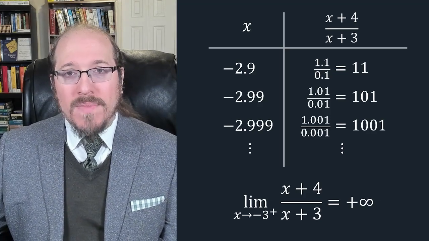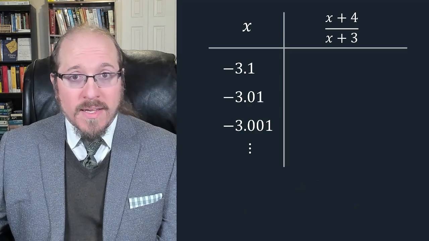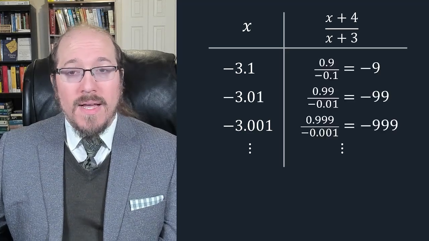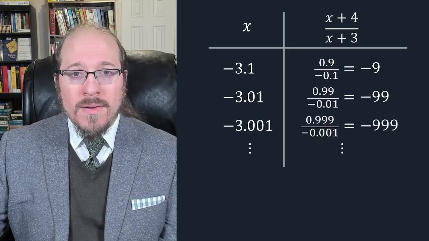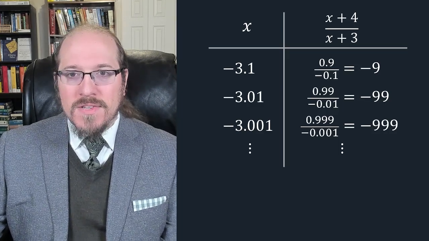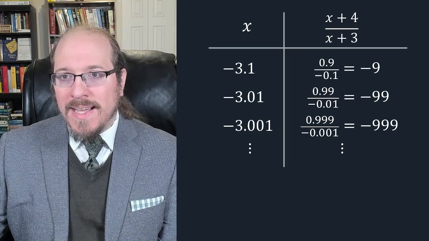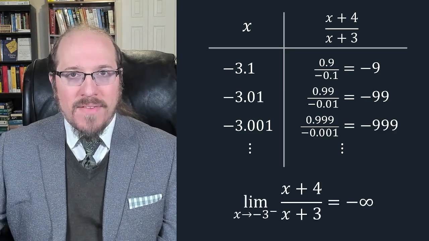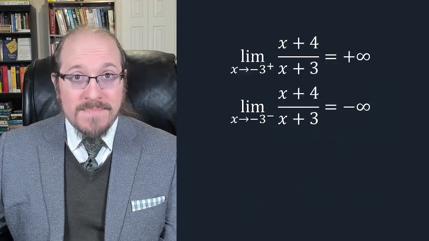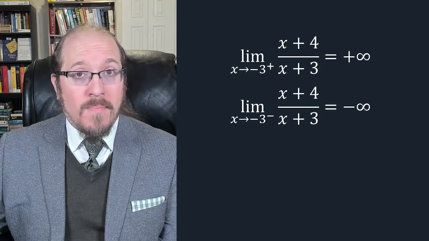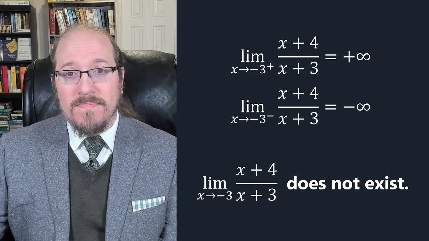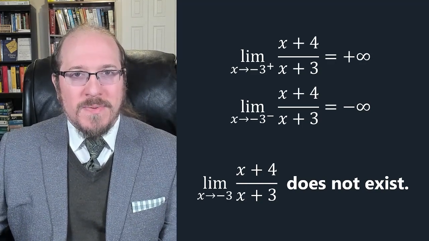Okay, how about the left-hand limit? If we do the same thing here, plugging in numbers just a little less than -3, but still approaching -3, then the numerator will still be close to 1, but now the denominator is made of smaller and smaller negative numbers. So as x approaches -3 from the left, the function blows up to negative infinity. So our left-hand limit is negative infinity. And since the left-hand limit and the right-hand limit don't match, the limit as x approaches -3 in general doesn't exist. This is an incredibly useful intuition to have.